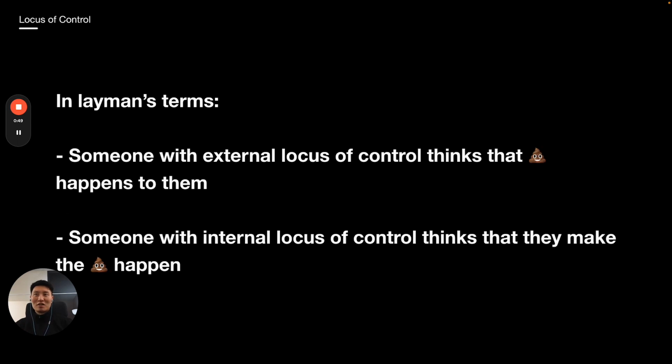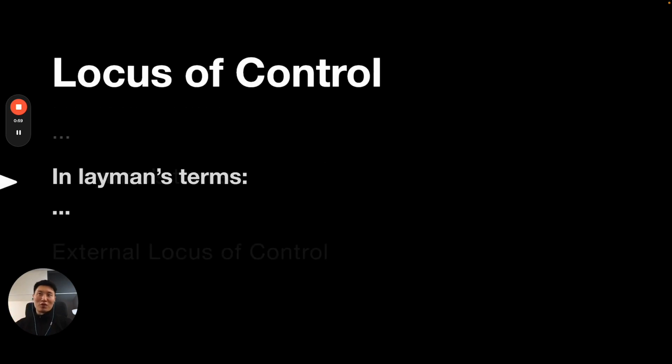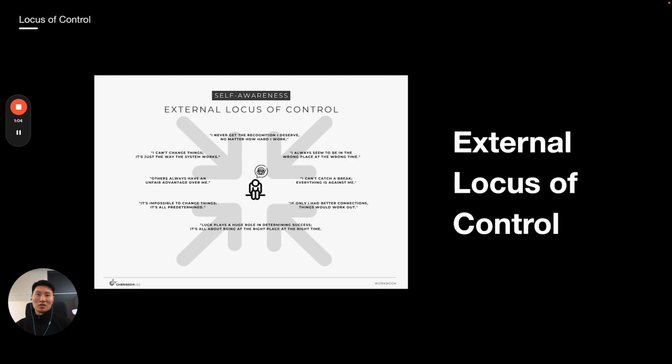So we're gonna explain it in very, very simple terminology, right? Someone with external locus of control thinks that shit happens to them. Someone with internal locus of control thinks that they make the shit happen. Okay, excuse my French. I've built some images for you. Let's take a look and it's gonna make sense.